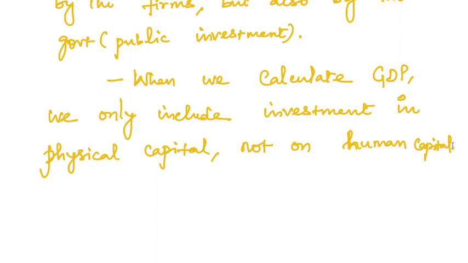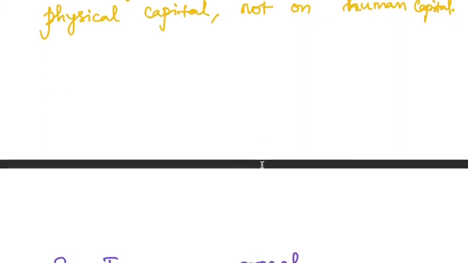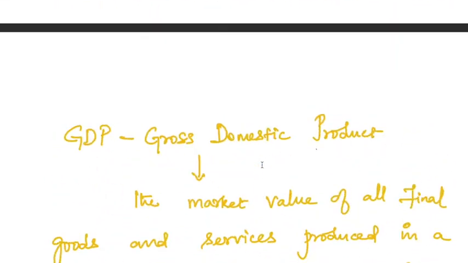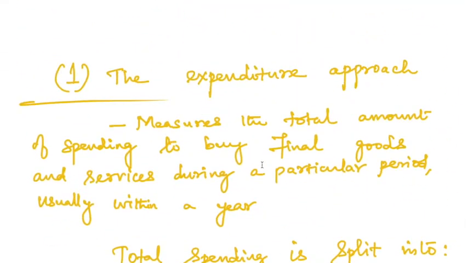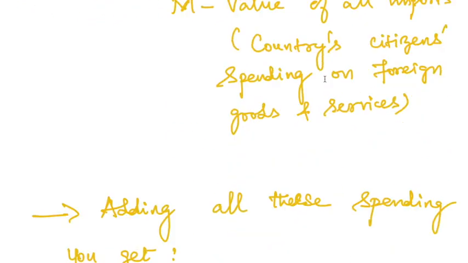Any investment in human capital will not be included. For example, if the government is giving scholarships to students who are doing well, which is basically an investment in human capital, that will not be included in investment. Okay, so that's about the first method, that is the expenditure approach.